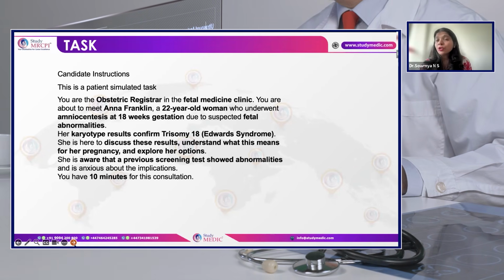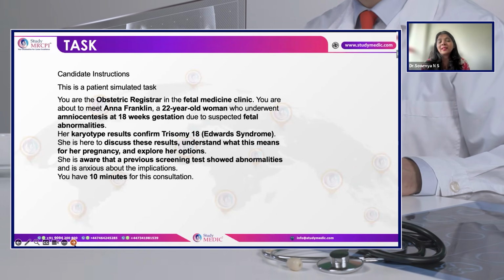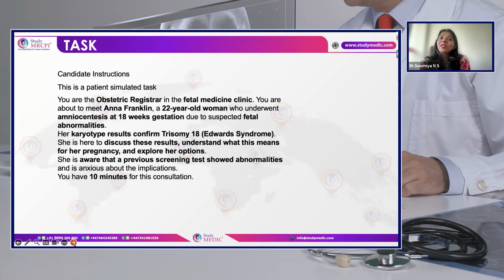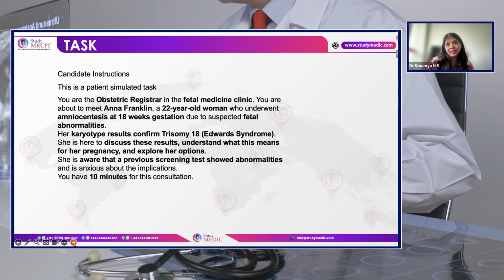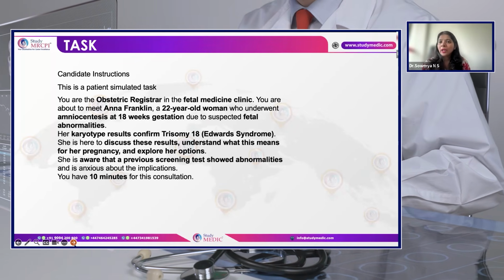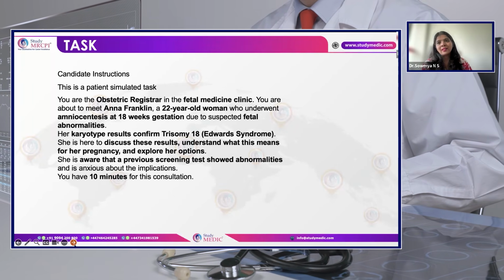Anna, I respect your decision of continuing the pregnancy, but as I mentioned to you, I'm going to take you through what can happen during your pregnancy for you and for the baby. So it will help you to make an informed decision. Okay, so during the pregnancy, what happens?